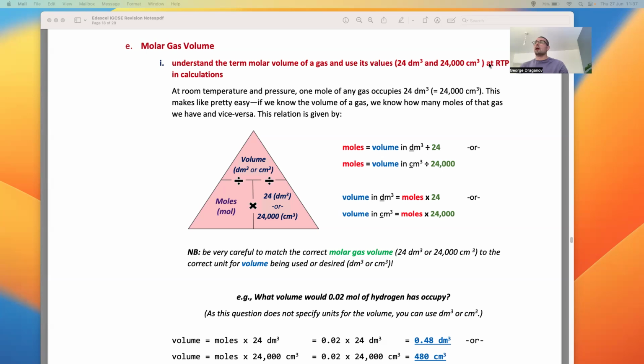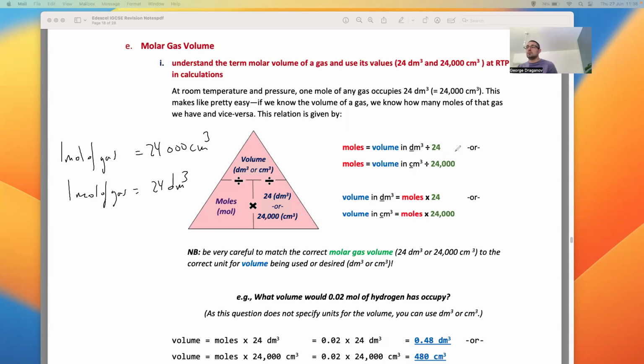So once again, at room temperature and pressure, 1 mole of any gas, whether it's helium or hydrogen, is approximately going to equal 24,000 centimeters cubed, or 1 mole of gas will equal 24 decimeters cubed. So the conversion is right here.